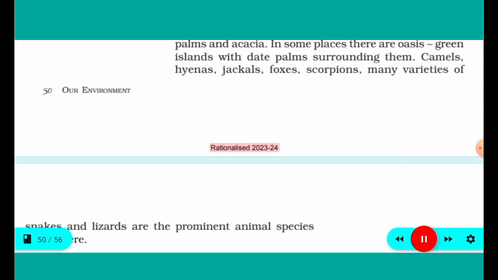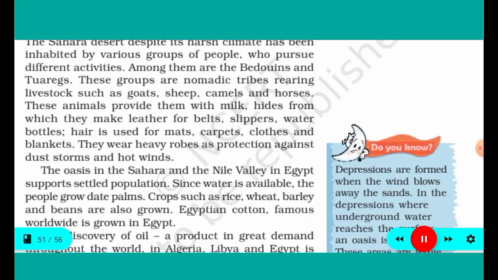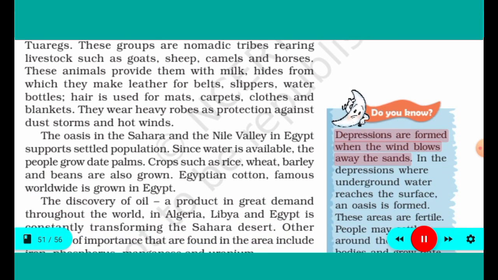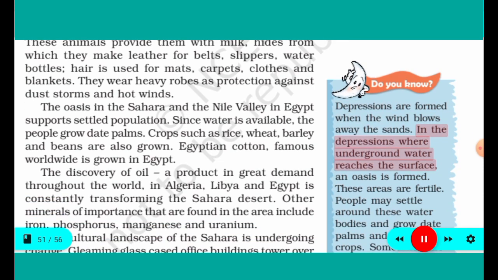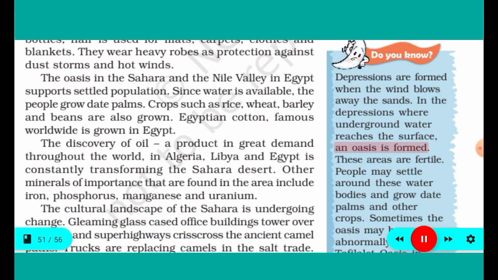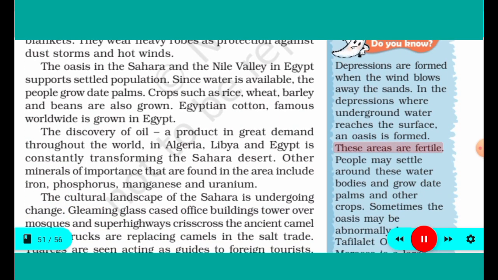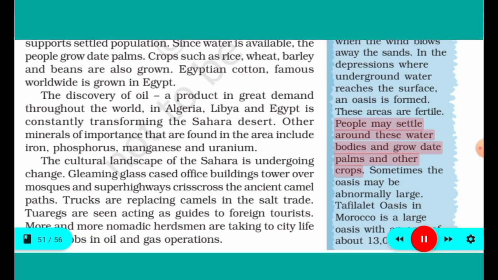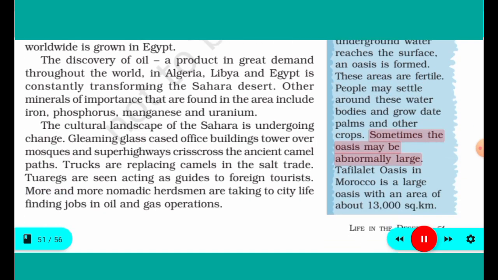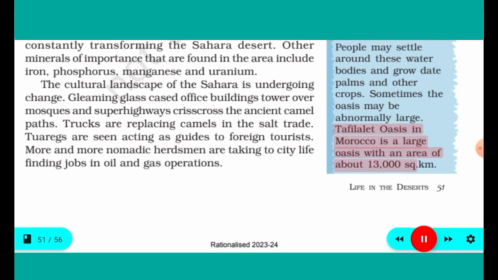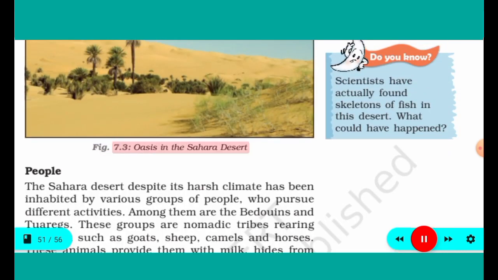Life in the deserts. Do you know? Depressions are formed when the wind blows away the sands. In the depressions where underground water reaches the surface, an oasis is formed. These areas are fertile. People may settle around these water bodies and grow date palms and other crops. Sometimes the oasis may be abnormally large. Tafilalet Oasis in Morocco is a large oasis with an area of about 13,000 square kilometers. Fig. 7.3 Oasis in the Sahara Desert.